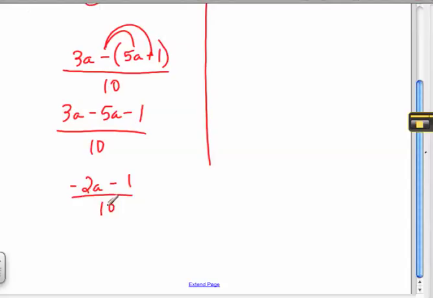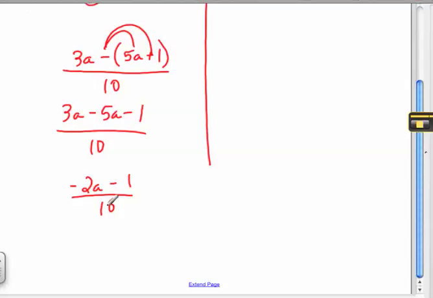Now, guys, it's important at this point. I've simplified. I've done everything I can. But I need to look: can I factor the numerator? Step 1, is there anything I can pull out? No, there's nothing that I can pull out here. Okay, count the terms. Chris, how many terms? 2. So what should I be looking for? The difference of 2 squares. Is there a difference of 2 squares up there? No, so it cannot be factored.